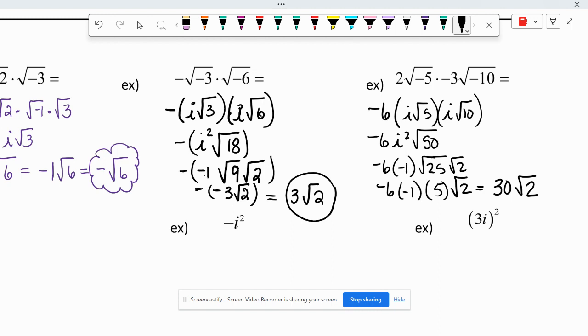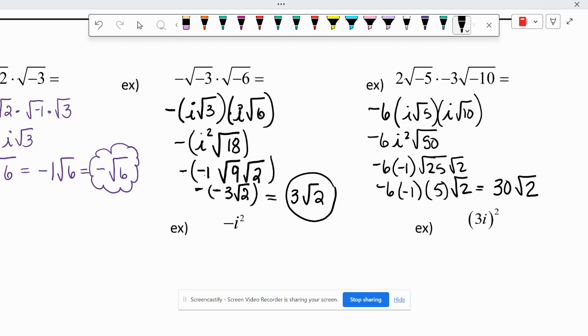i root 5. Times, what's another way to write the square root of -10? i times the square root of 10. So you have -6 times i square root of 5 times i square root of 10. But what is i times i? And what is 5 times 10? So you have -6 i squared times the square root of 50.